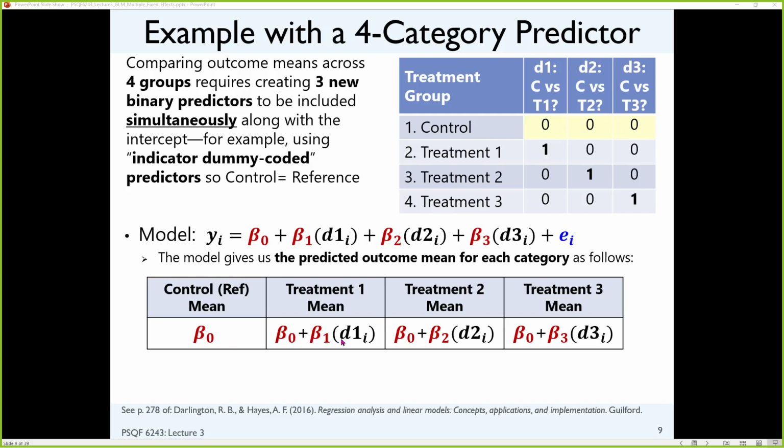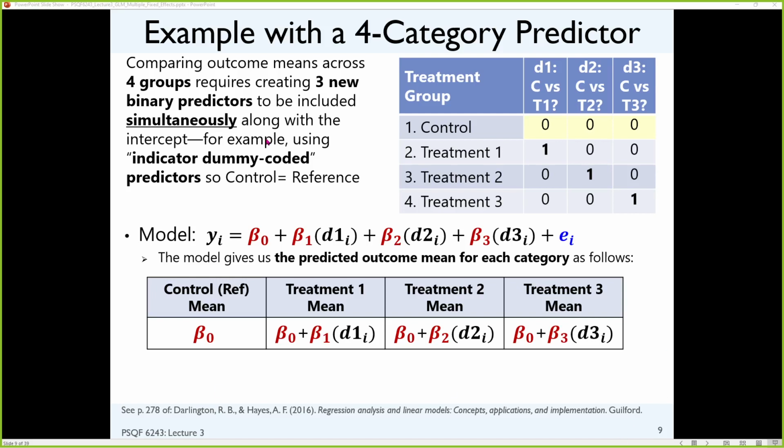The predicted outcome for each of the other groups is then going to start with beta 0 and then pick up the effect of the slope that differentiates each other group from control. So beta 0 plus beta 1 times D1 is how I'm going to get the mean for treatment 1, because D1 kicks on, so to speak, when treatment 1 is what we're talking about. And D2 and D3 stay 0 if we're talking about treatment 1, so they don't go into the prediction. They zero out.